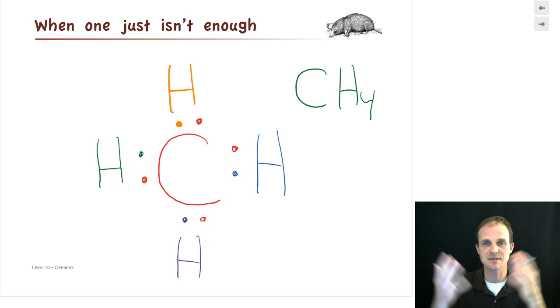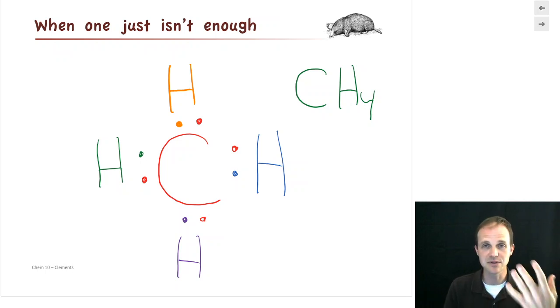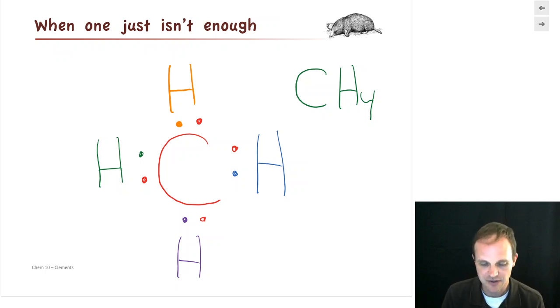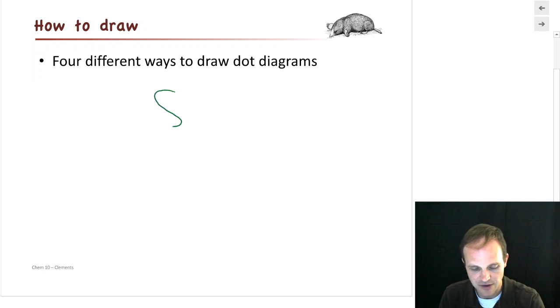And that's how we start to make bigger and bigger and more complex molecules, is we can attach multiple things to carbon atoms and other atoms that require multiple electrons in order to be happy. So we end up with CH4 right there. So how are we going to draw these dot diagrams? Well, it turns out what we've been doing so far is drawing them like this.